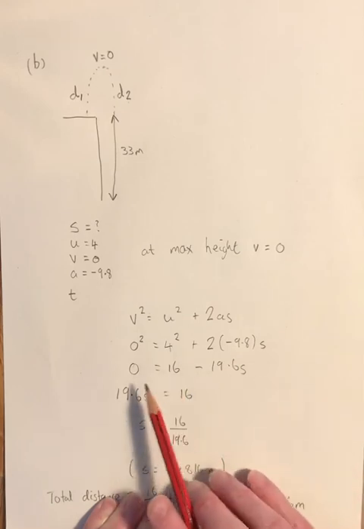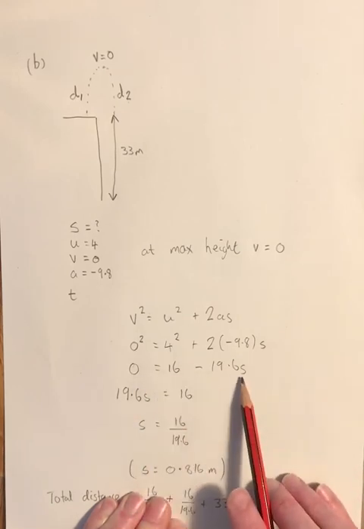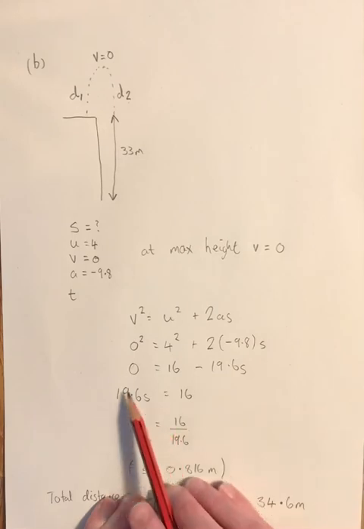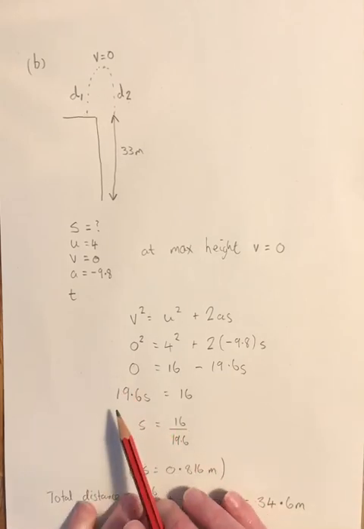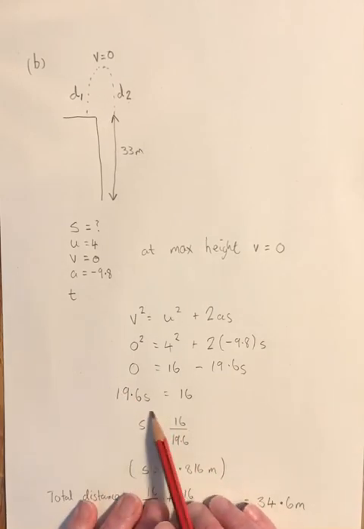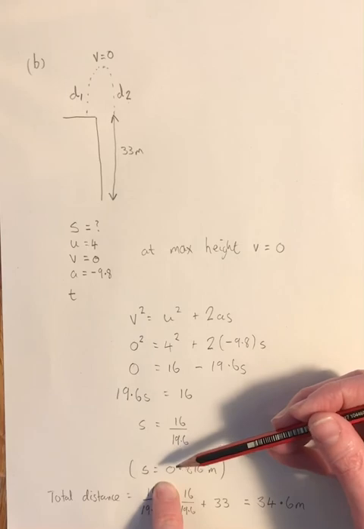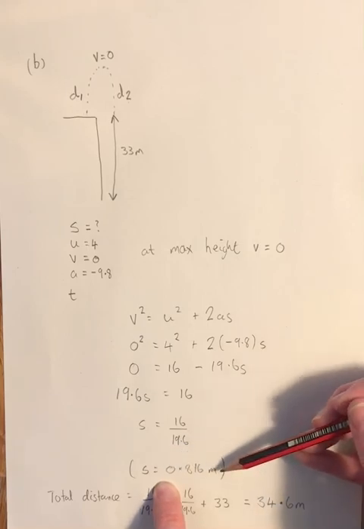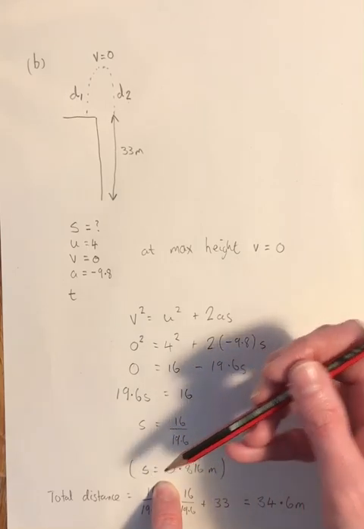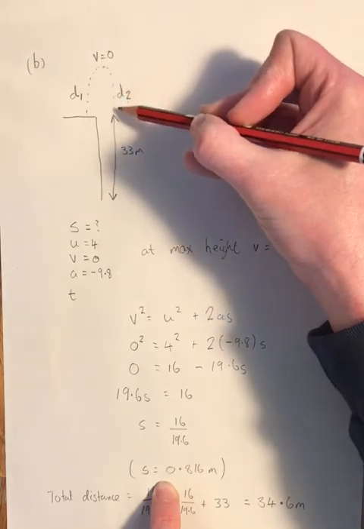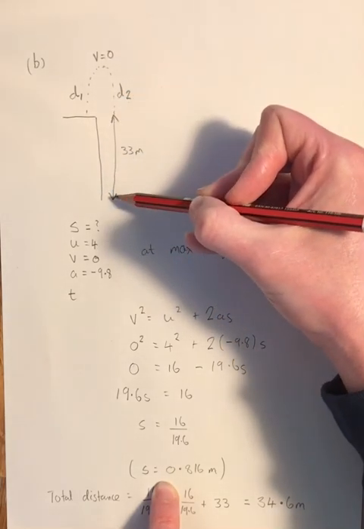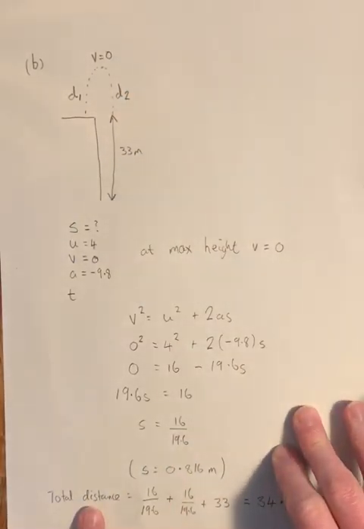So 0 equals 16 minus 19.6S. Take minus 19.6S over to the other side: 19.6S equals 16, giving S equal to 16 over 19.6. So that's a bit less than a metre. It's about 0.816 metres. So if we take that as D1, add on D2, which is the same, and then add on the 33 metres, that will be the total distance.